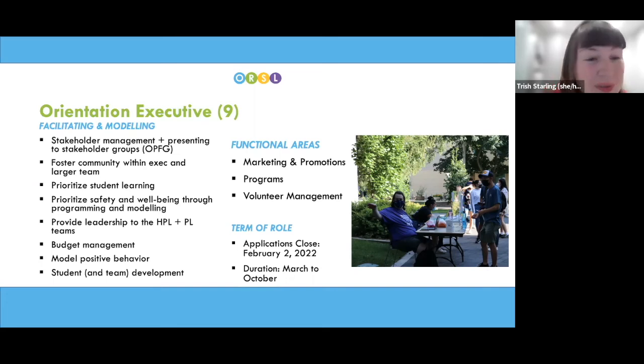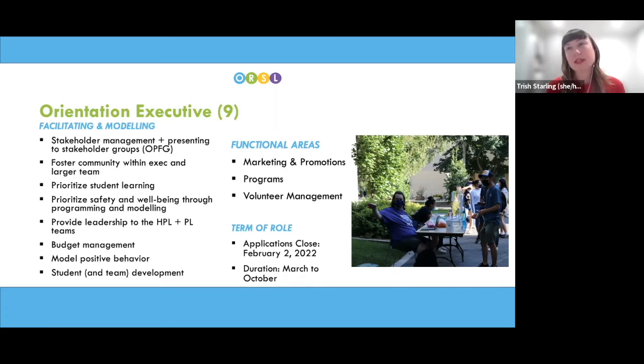Oh my gosh, I keep saying this and I need to stop saying it, new students. There is a bit of budget management. You are given a decent sized budget to put on orientation, but that will be done with coaching and in collaboration with the orientation coordinators. And then of course we want some modeling positive behavior and thinking about how you might be developing as a student, other students and your team.